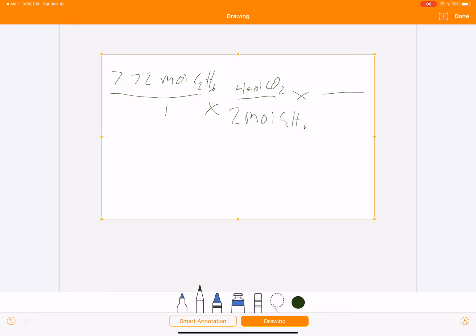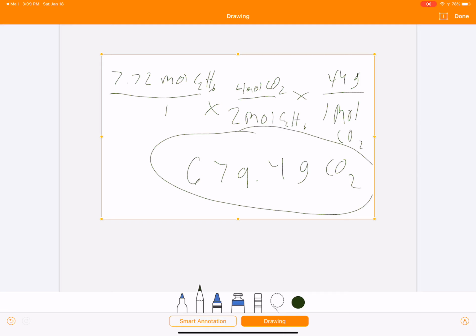And I need to find grams of CO2. So I need to use the mass of 1 mole of CO2, and that's 44 grams. So my answer here is 679.4 grams of CO2. So this is basic stoichiometry conversions.